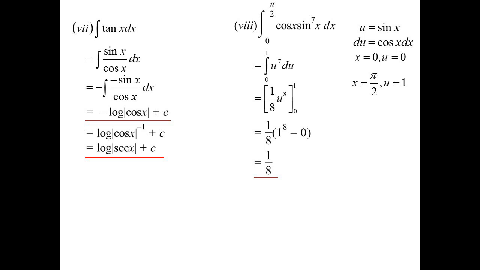If I recognize it straight away, then it's probably quicker, because I say, oh, well, I've got derivative times function to the power, so I know that function, I just add 1 to the power over the power. I get 1/8 of sine x to the power of 8, and then I can substitute in the limits I've got at the start.